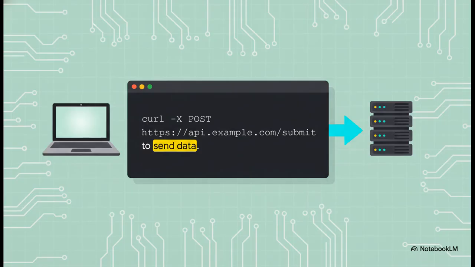But of course, we don't always just want to look at data, right? Sometimes we need to send it. When you need to push data to a server, say submitting a form or uploading a file, you simply inject the -X POST flag into your command. That -X essentially tells cURL, hey, change the method from the default GET to POST. It's just so incredibly elegant and simple.